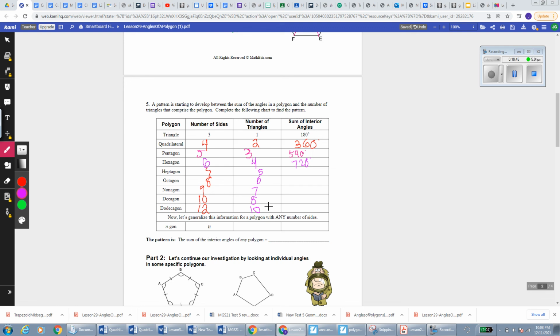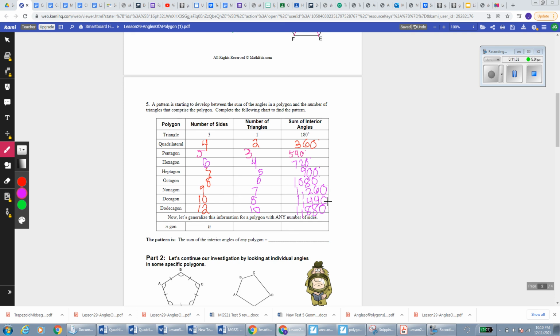Sum of the interior angles. So since a triangle has 180 degrees, all we have to do is multiply the number of triangles each shape is divided into by 180 degrees. So 5 times 180 degrees is 900. 6 times 180 degrees is 1080. 7 times 180 is 1260. 8 times 180 is 1440. And 10 times 180 is 1880.